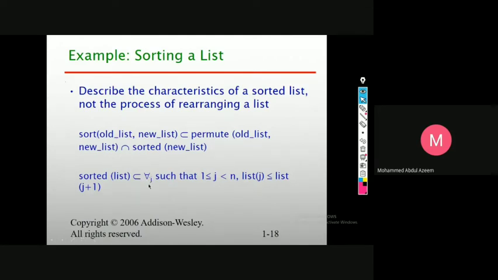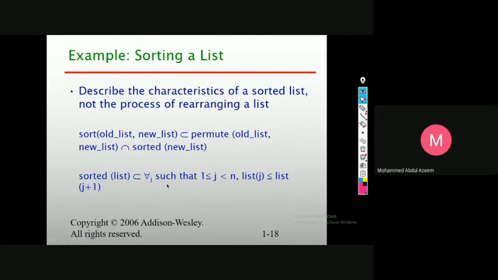If for all j such that 1 is less than or equal to j less than n, list of j is less than or equal to list of j plus 1, it means the predecessor is list of j and the successor is list of j plus 1. List of j is the predecessor of list of j plus 1. The predecessor is less than the successor.